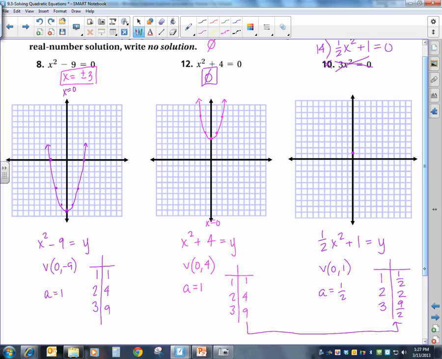So if we plot those points, I have my point 0, 1, which we already plotted. If I go over 1, I go up a half. If I go over 2, I go up 2. If I go over 3, I go up 9 halves, which is 4 and a half. Count back to my line of symmetry, which is x equals 0: 1, 2, 3, and the same on the other side. So hopefully you can see we're just going to go a little bit past the last point that we graphed.